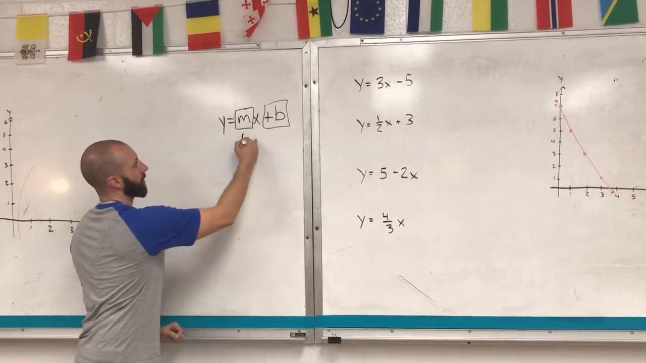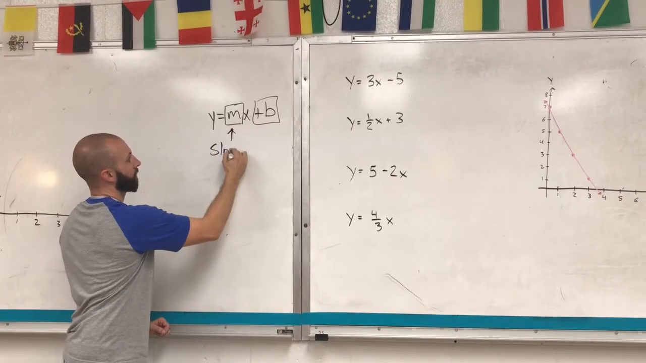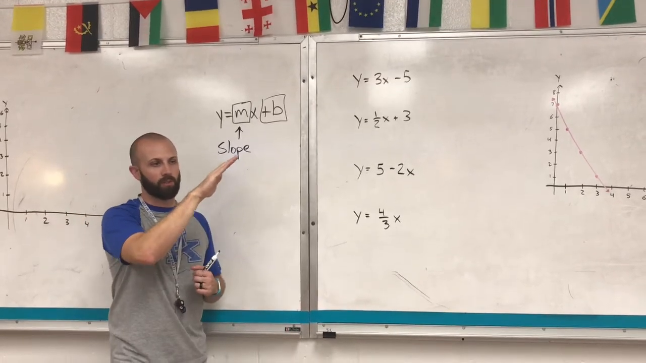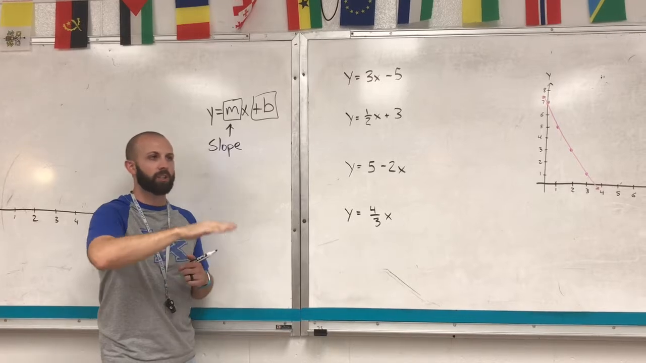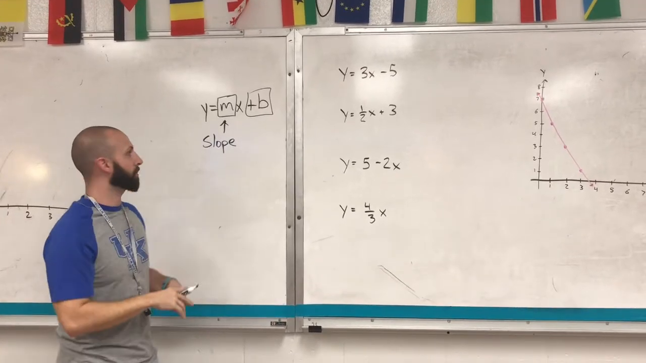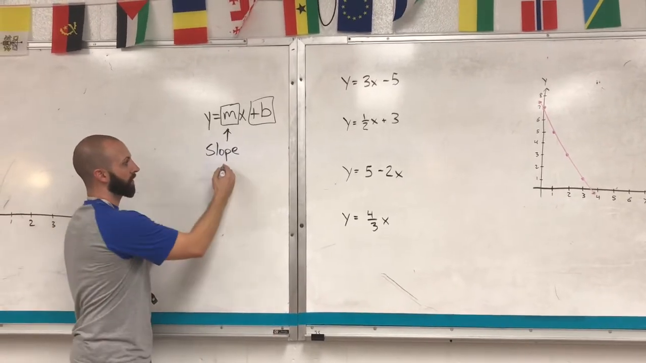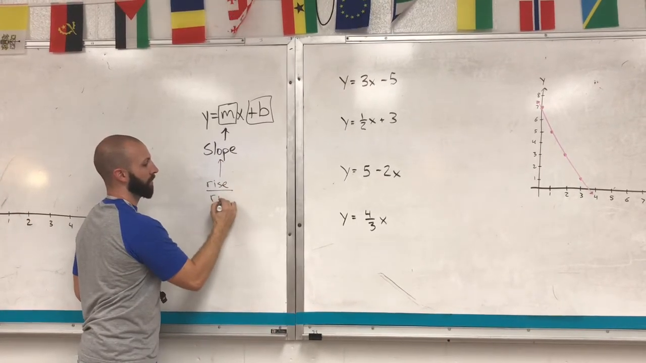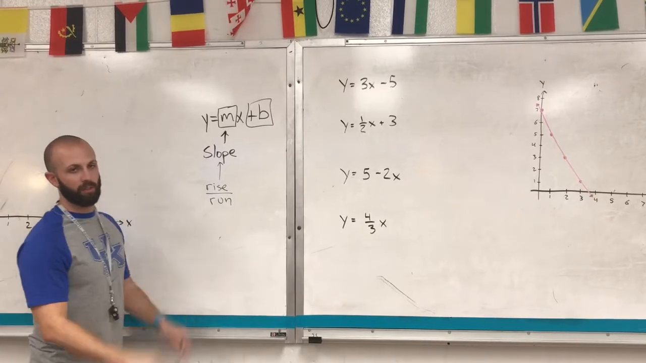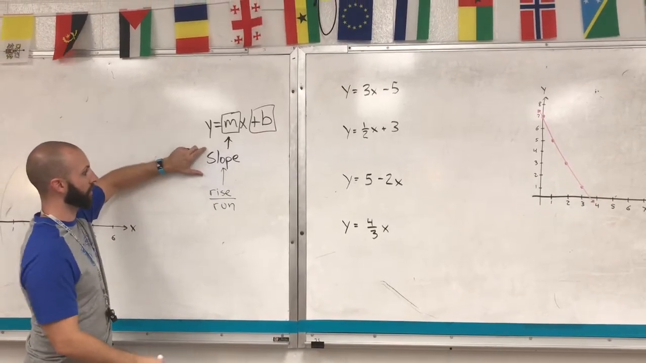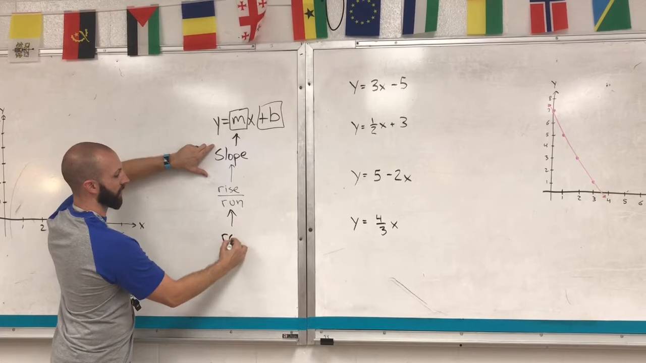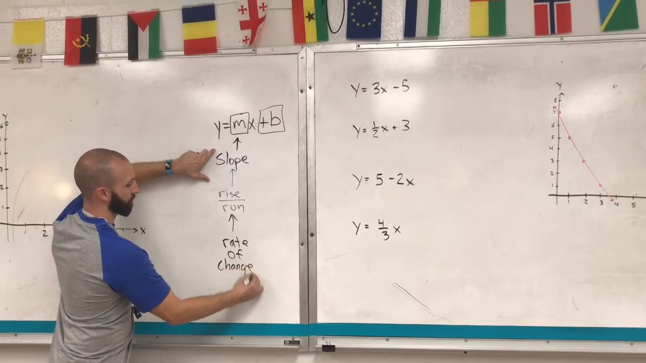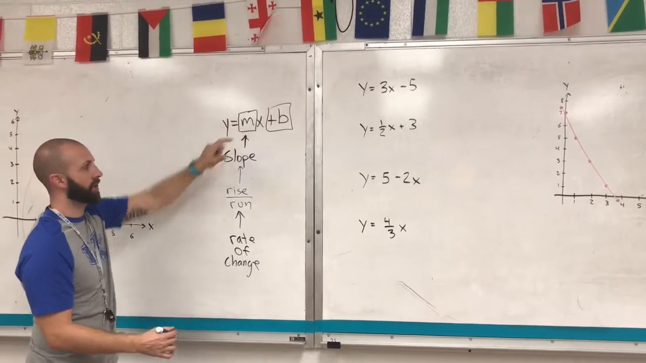So m is going to be the slope. That's going to be the steepness of the lines that we graph. It's either going to be in a positive direction or a negative direction. Very steep, not so steep, and so forth. You'll even hear slope called rise over run, and we'll get to more about that in some more videos. Or even rate of change. So all of these are slope.